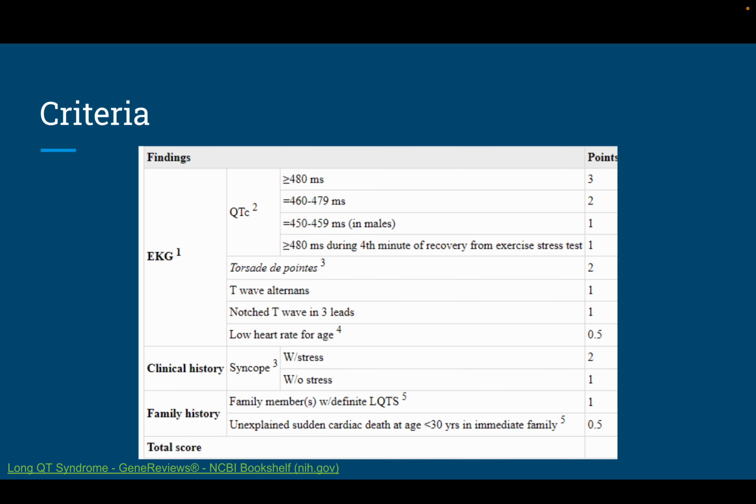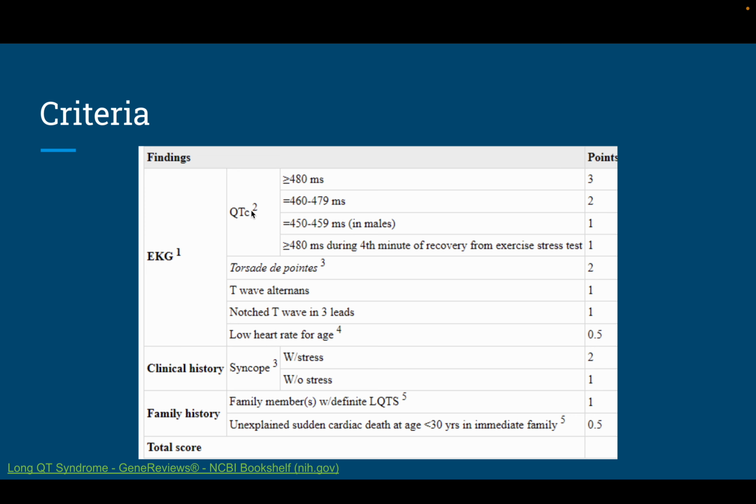So, criteria. This is pulled right out of an article from the NIH. There's a lot of findings that are going to contribute to an actual diagnosis. I forget what you have to hit. I want to say it's 2.5 to get a confirmed diagnosis of long QT, but that would be specified in that article. Do not quote me on that. I should have had that one written down. But there's a whole bunch of points you can earn from different things.